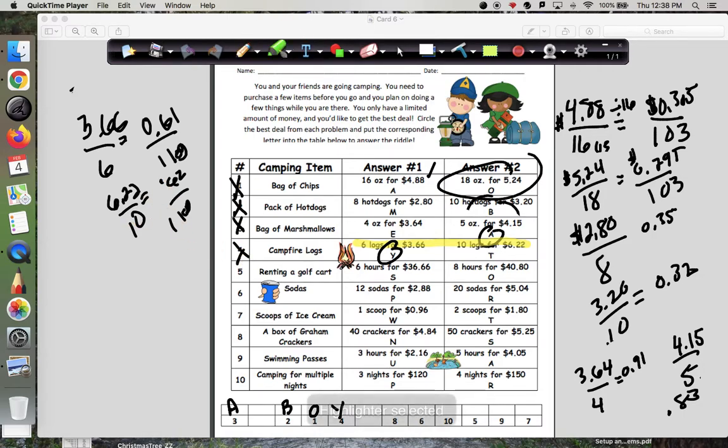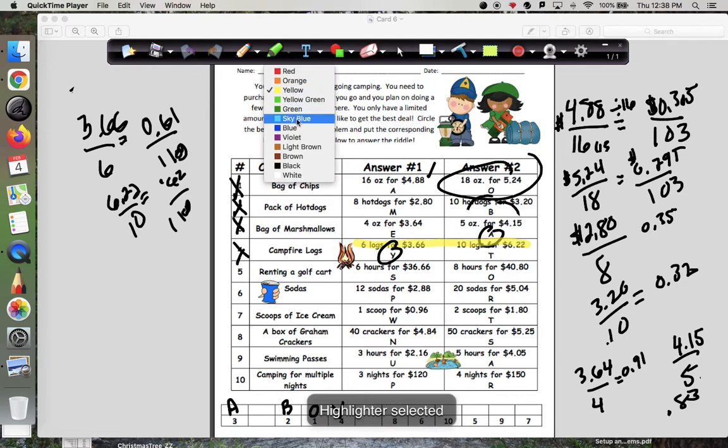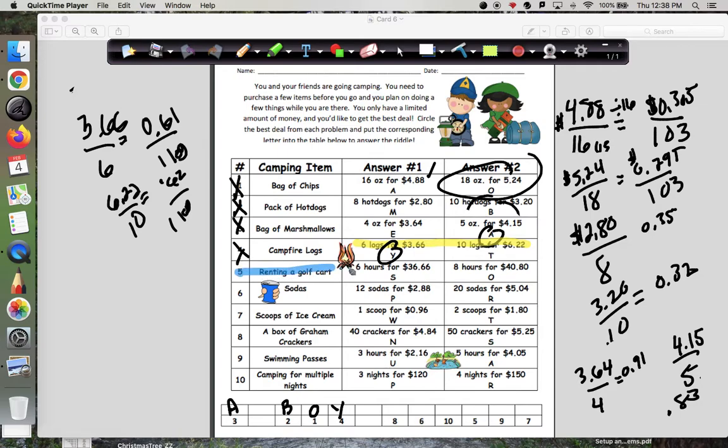And I'm going to pull out a different color highlighter. We'll go with sky blue. And so I'm going to do this one. And I'm going to use this color to kind of make sure I don't look at the wrong thing here, or look at one line and then down to the other.